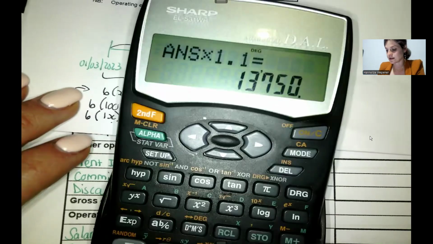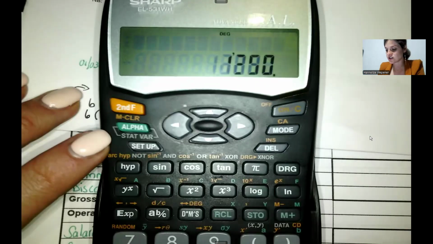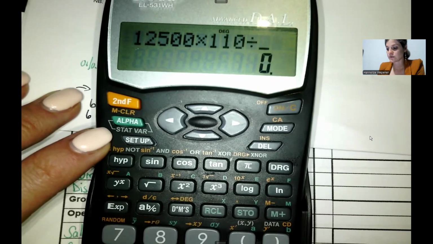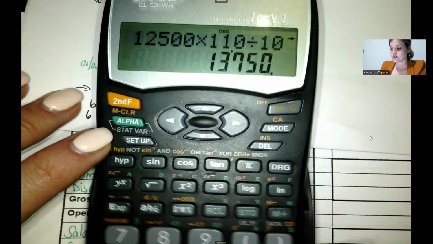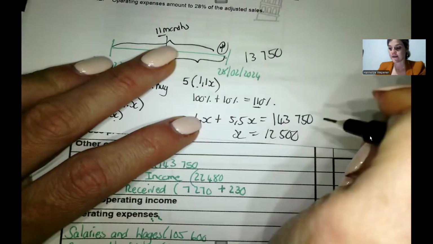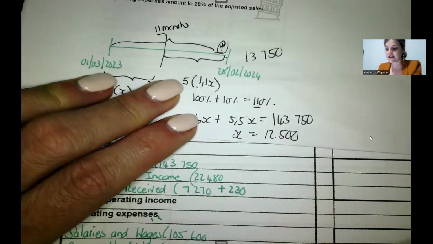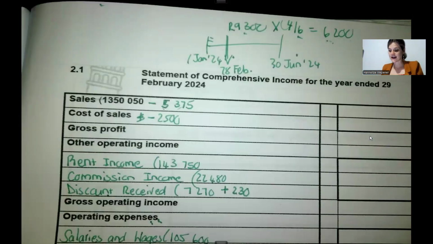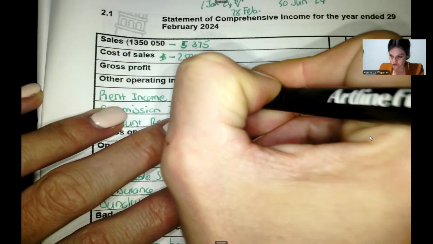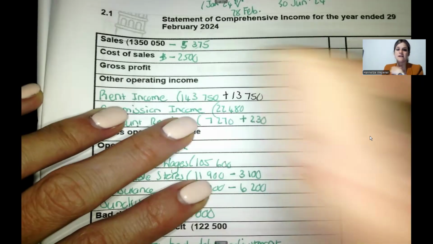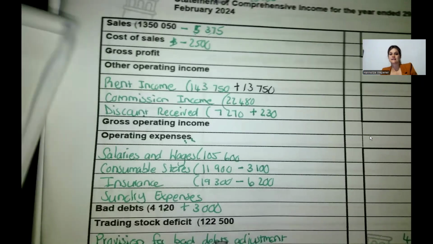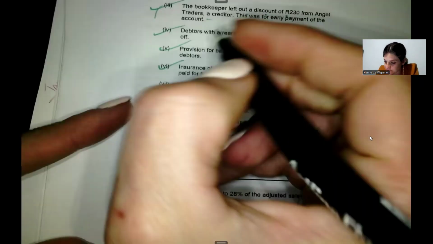Okay, so another way of doing it, 12,500. I want the increased amount. I'm working with the original amount. So 13,750. This is what you are missing here, that you now need to go and add to your rent income in order for you to show your full 12 months for the rent income received. And that is it for rent income.